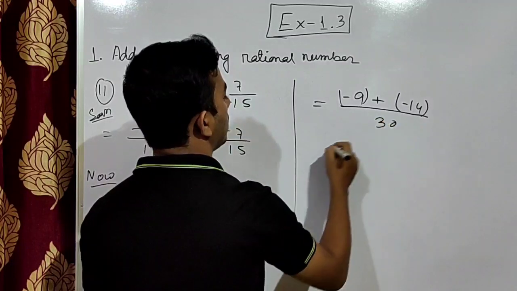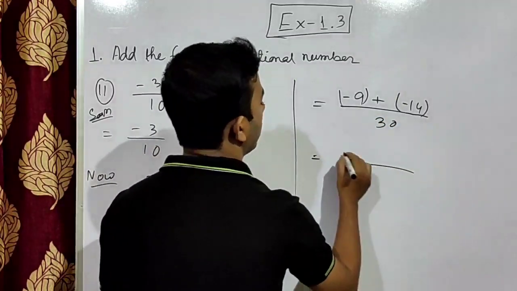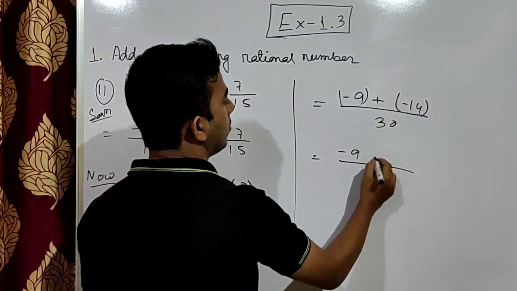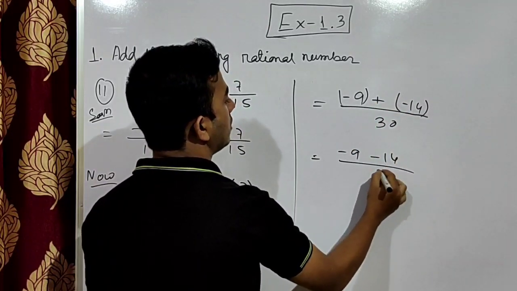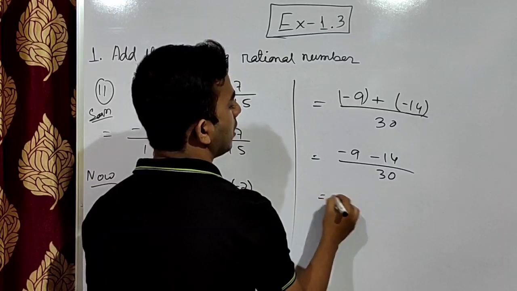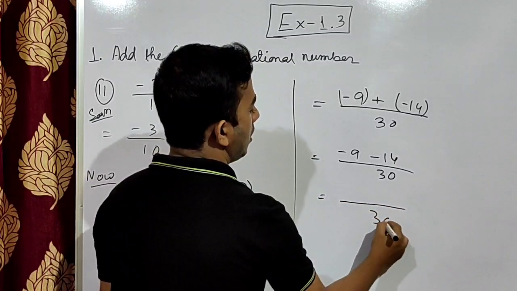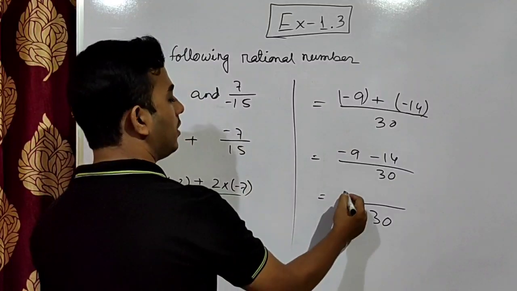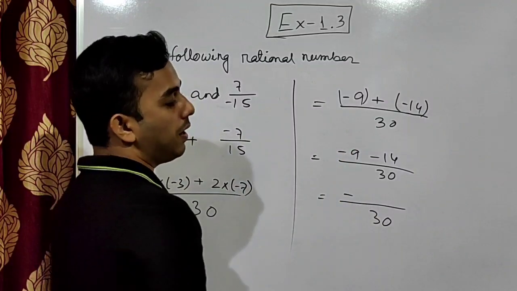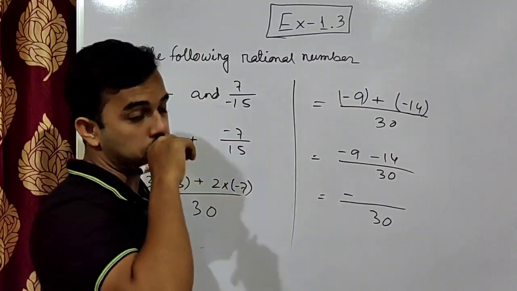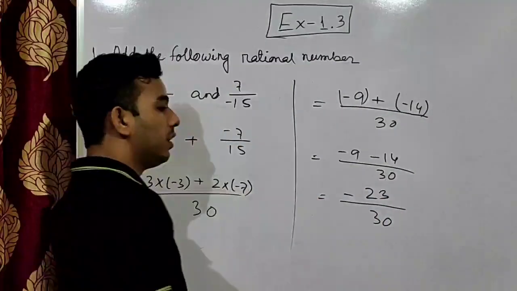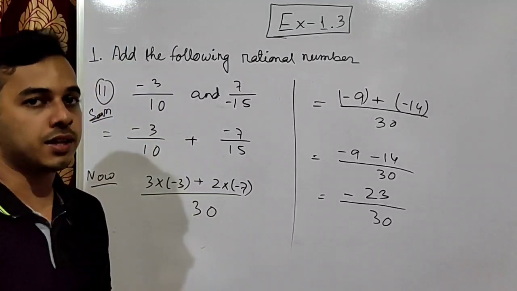Okay. So both of them are divided by 30. Now minus 9, look, plus minus it will be what? Minus 14 divided by 30. Now minus is plus, but the sign will be minus. That is 14 plus 9. 14 plus 9 is how much? It is 23. So our required answer is minus 23 by 30.